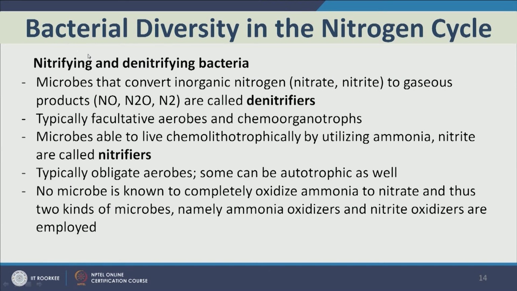So next we have nitrifying and denitrifying bacteria. Now microbes that convert inorganic nitrogen, nitrate and nitrite, to gaseous products are called denitrifiers. They are typically facultative aerobes, they are oxidizing, and they are chemoorganotrophs. Microbes able to live chemolithotrophically by utilizing ammonia and nitrite are called nitrifiers. They are typically obligate aerobes, some can be autotrophs as well. No microbe is known to completely oxidize ammonia to nitrate, and thus two kinds of microbes, ammonia oxidizers and nitrite oxidizers, are employed to oxidize ammonia to nitrate.